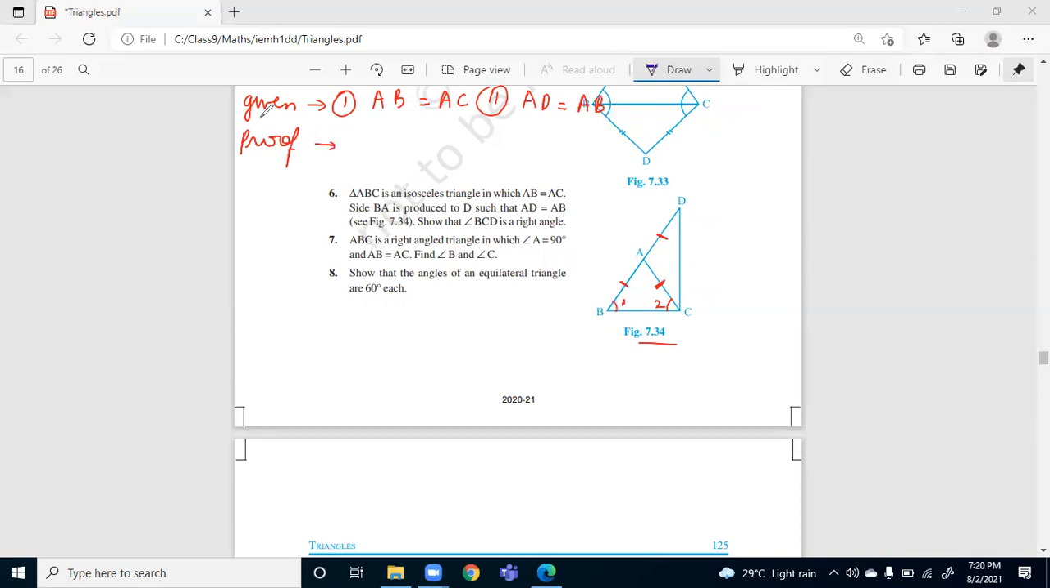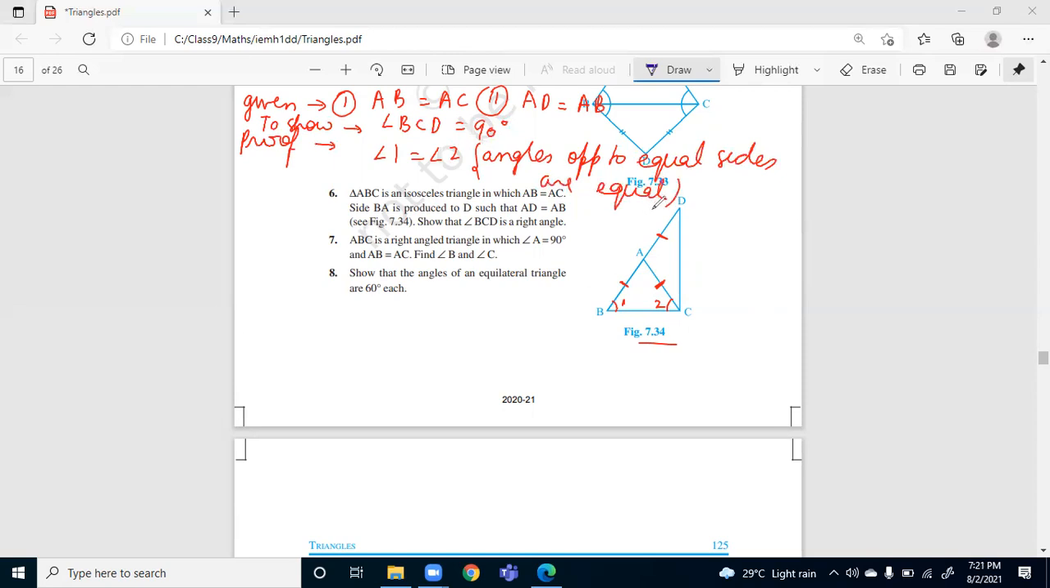What we need to show, that line also you can write: to show angle BCD is equal to 90 degree. Now proof: AB is equal to AC. Therefore, angle 1 is equal to angle 2. What is the reason? Angles opposite to equal sides are equal. This theorem we have learned. So angles opposite to equal sides are equal.